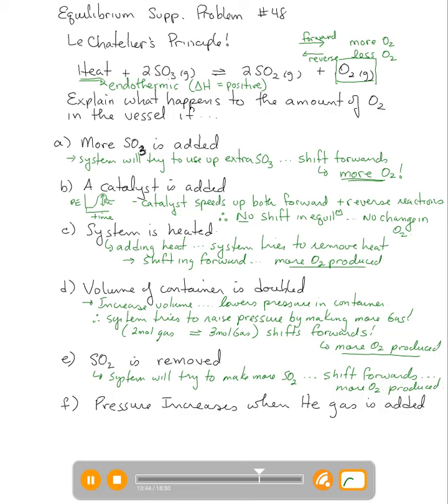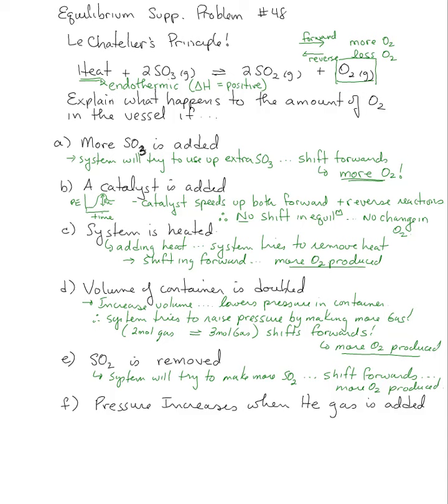The last example is an easy one to get the answer right for on a multiple choice question, a little bit harder on an essay question because the answer in terms of explanation is a little bit more complicated. You're going to increase the pressure of the system by adding helium gas. Now I realize in your assignment in the booklet it simply said pressure increased, and I've added the phrase when He, helium gas, is added. So if you could do the same, that would be great.